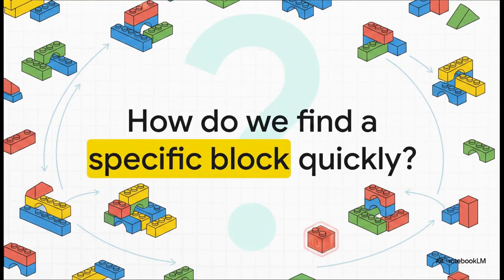Okay, imagine a massive warehouse. It is literally filled with millions of building blocks. Now, what if I asked you to find one very specific block in all of that? Say the block with the exact size of 10. Are you really going to check every single block one by one? Oh, no. That would take hours, maybe even days. We absolutely need a smarter way to search. So the question becomes, how do we find one specific block in a massive pile very quickly without losing our minds?